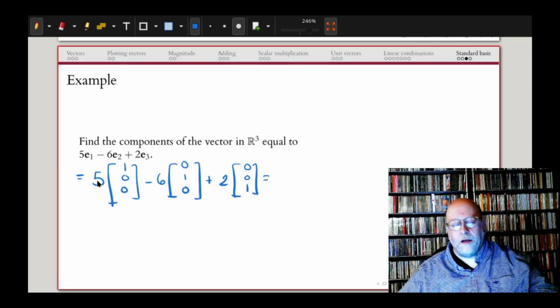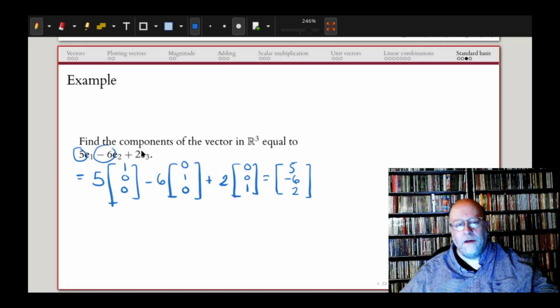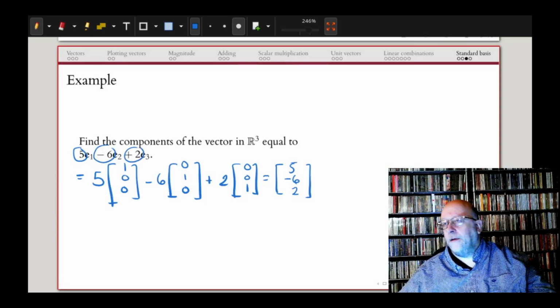And so when we combine these, we get 5 times 1, which is 5, minus 6 times 0 plus 2 times 0. In the y-coordinate, we get 5 times 0, minus 6 times 1, which is minus 6, plus 2 times 0, which is 0. When we add those together, we get minus 6. In the z direction, we get 5 times 0 minus 6 times 0. That's 0. Plus 2 times 1 is 2. And it turns out that the components of the vector are exactly the same as the coefficients in our linear combination.